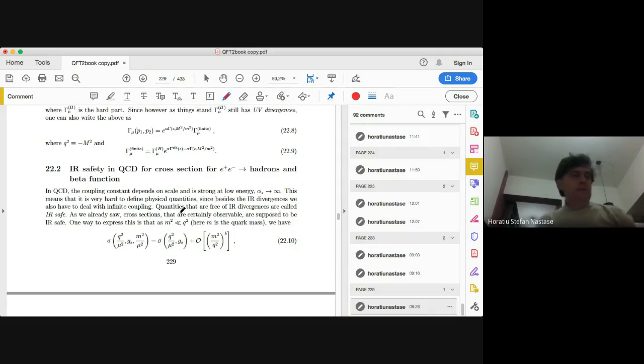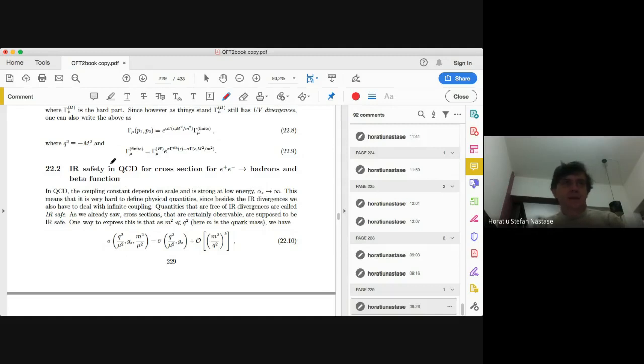But really, if we're talking about QCD, the issue that we're interested in is cross sections, things that we can actually measure. So if we want to map this calculation to QCD, we should consider a cross section. And we already see that QCD is asymptotically free.